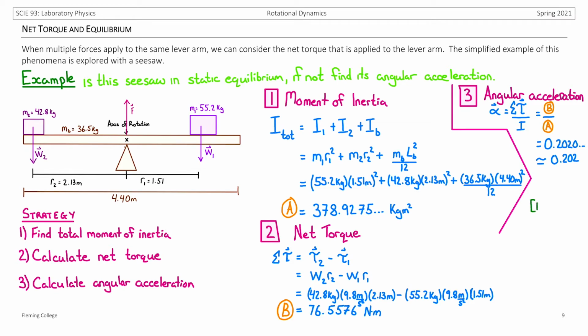But we have to take a second and look at our units. Our value from B is in Newton meters, and our value from A is in kilogram meters squared. We can substitute for the Newton as kilograms meters per second squared, which gives us kilograms meters squared per second squared on the top, divided by kilograms meters squared on the bottom. So we end up getting an acceleration in per second squared. Remember, this is an angular acceleration. So this means we are getting 0.202 radians per second squared of angular acceleration.